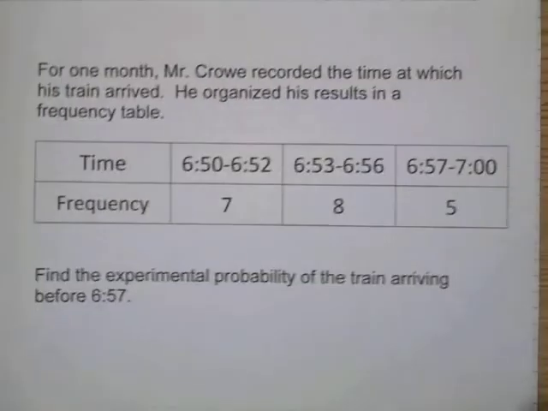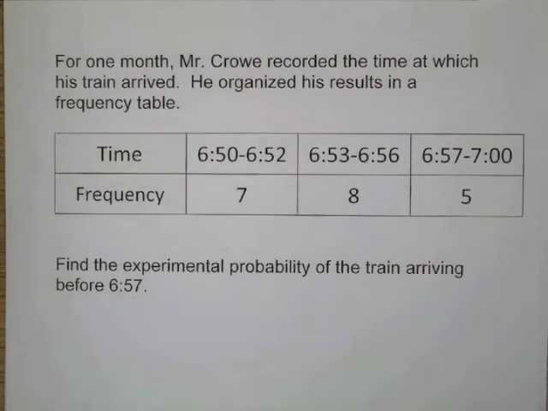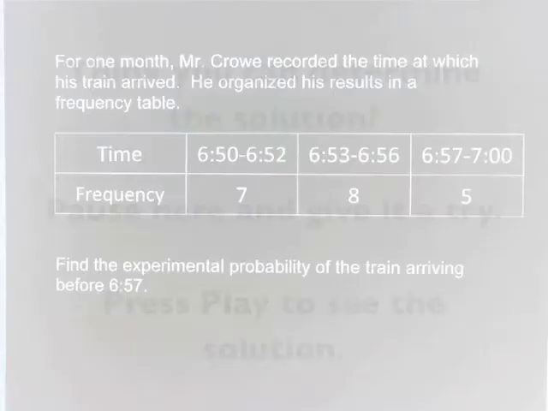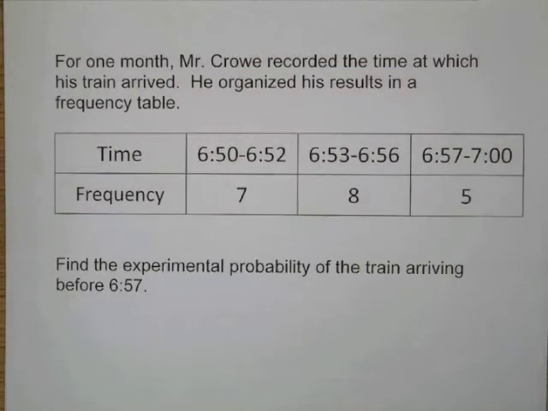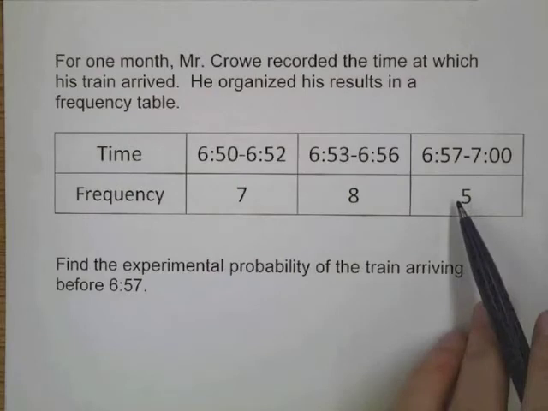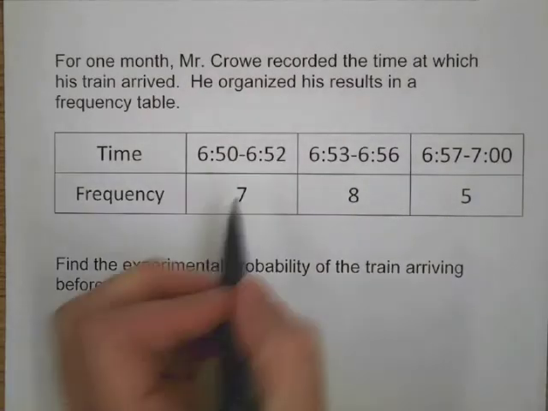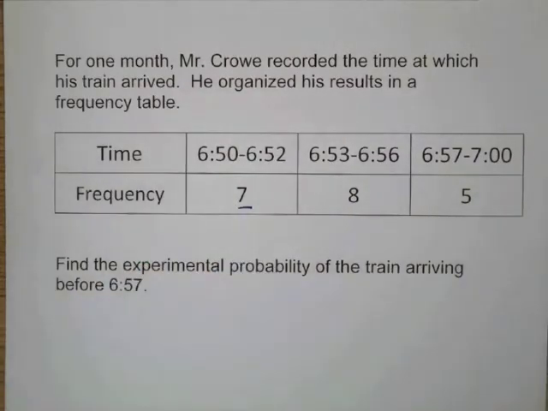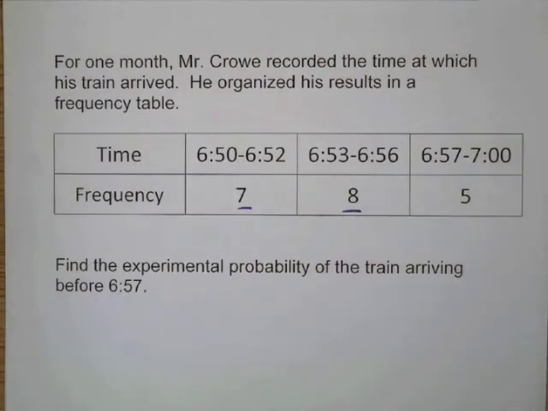Let's take a look though. What if we wanted to find the experimental probability of the train arriving before 6:57? Before, we were finding the experimental probability of it arriving at this time, now we want to know the probability of it arriving before that time. The train arrived before 6:57 7 times here, but this is also before 6:57. So the total number of times it arrived is 7 plus 8.